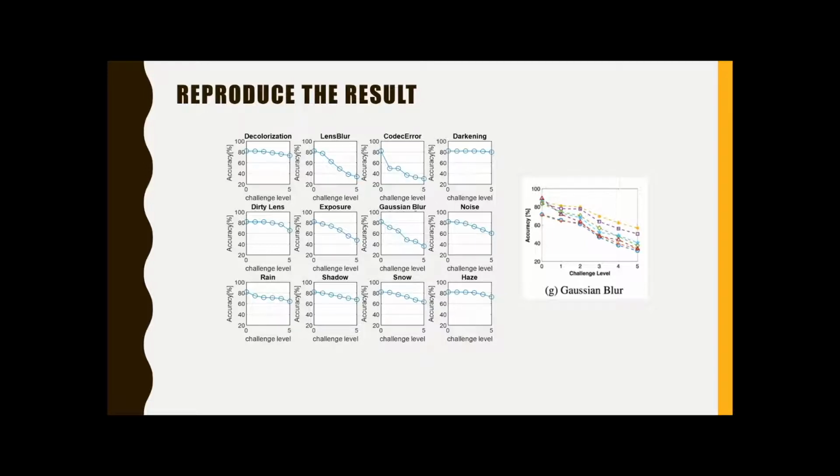For example, look at the Gaussian blur module for challenge level 2 and challenge level 3. In our result, the accuracy for challenge level 2 is around 60 something, and for challenge level 3 it is around 50. However, in the paper, the accuracy for challenge level 2 is around 70, and for challenge level 3 it is around 60. We think the error might be because we used a different number of epochs and learning rate to train the network. These small differences do not have much impact on the network's performance.